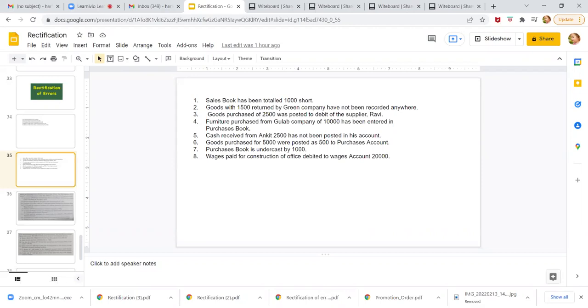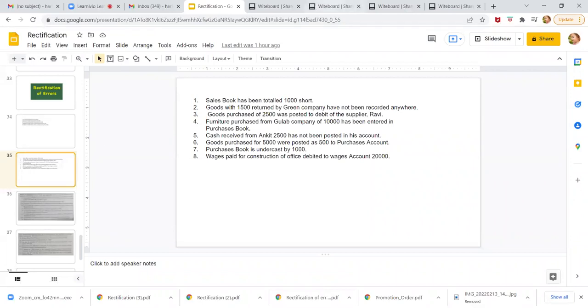Ma'am, can I see the seventh answer? Yeah. So it's purchase account debit to suspense account credit with the amount of 1,000. Yes, very good. And the eighth is building account debit to wages account credit with the amount of 20,000. Yes, very good, Khushi. All right. So, is there any doubt in any question, Khushi? No, ma'am.